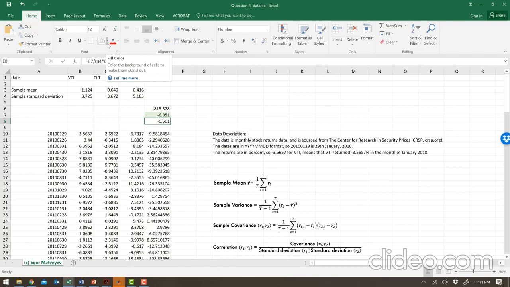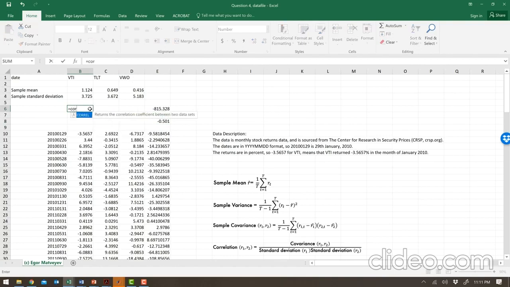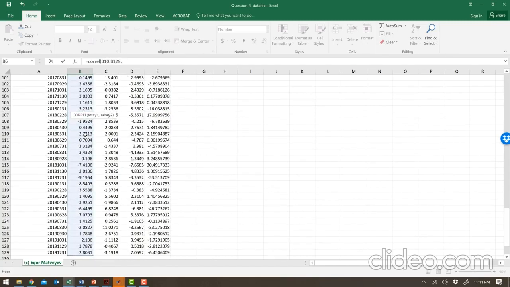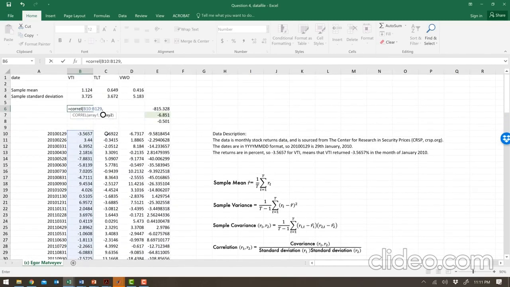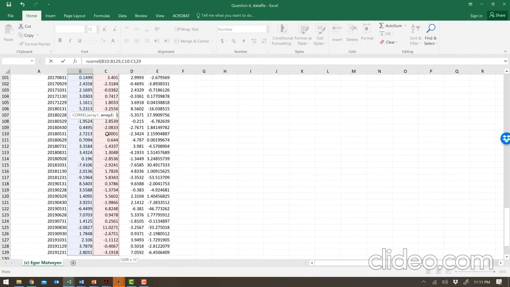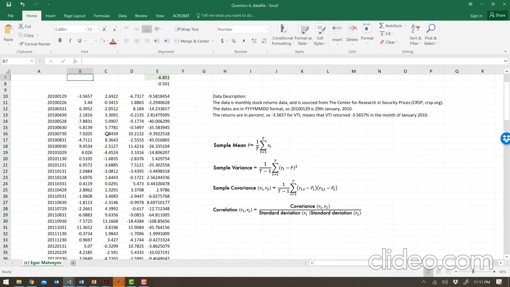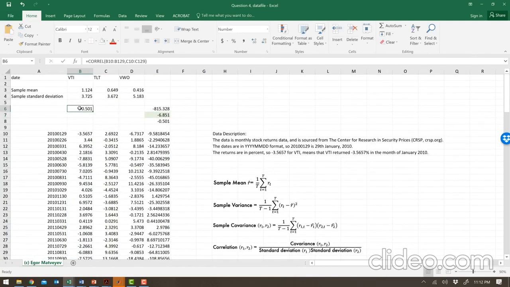Now, of course, there has to be another way of computing this correlation, and we can simply use the correl function in Excel, which does this job for us. So if we do this, it requires two inputs, the first array and the second array. So this is the first one, and now this is the second. And when we hit enter, we're going to get exactly the same number.